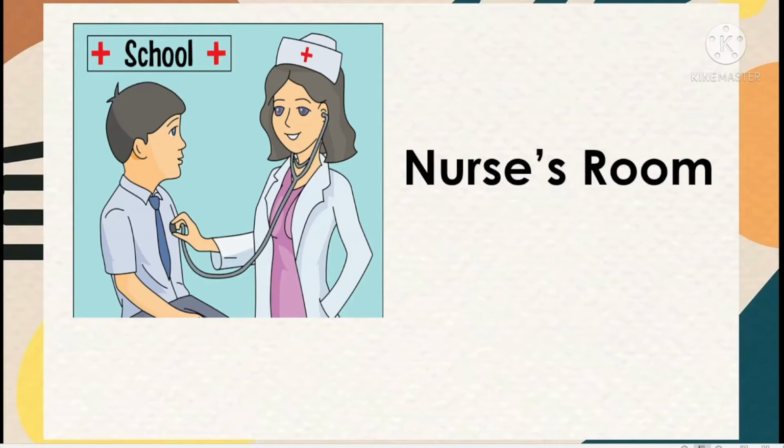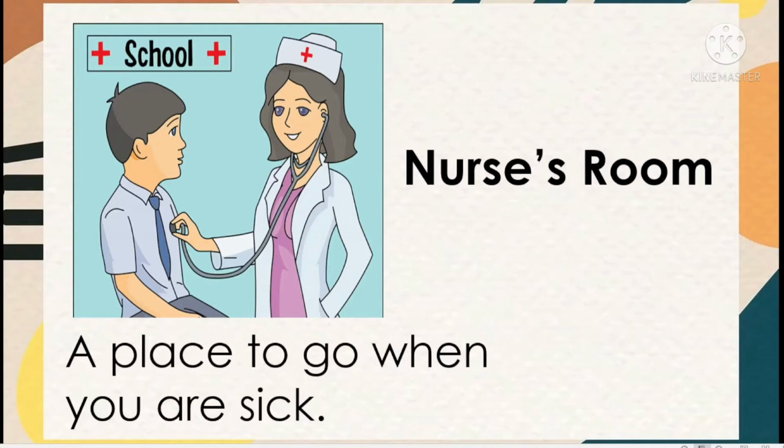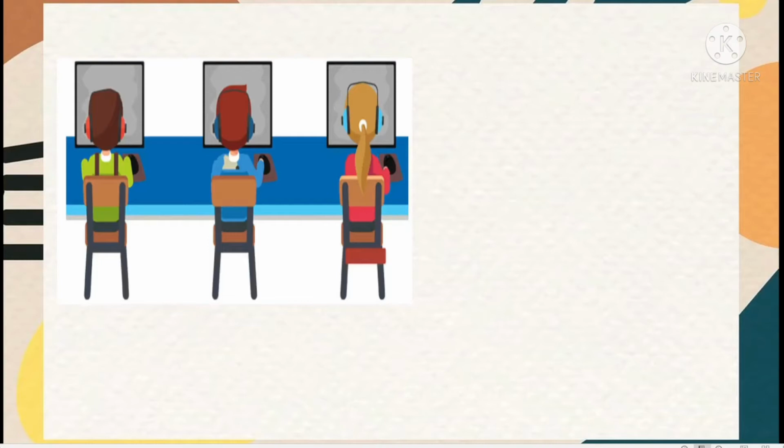Nurse's room. Good job. How do you spell nurse's room? N-U-R-S-E-apostrophe-S R-O-O-M. Nurse's room. This is a place to go when you are sick. Very good. What is a nurse's room again? Can you tell me? A place to go when you are sick. Good try. Now this one.